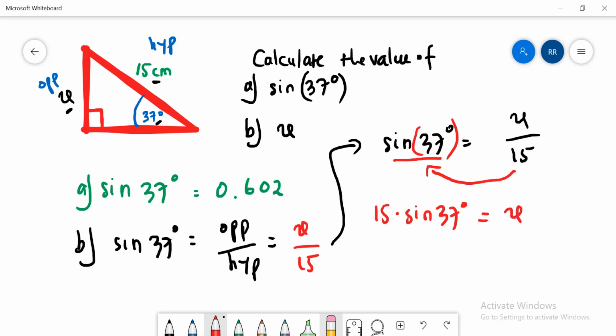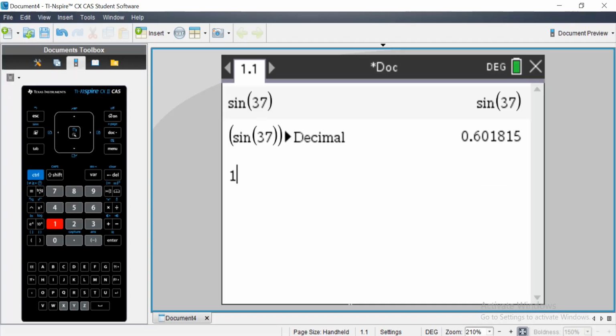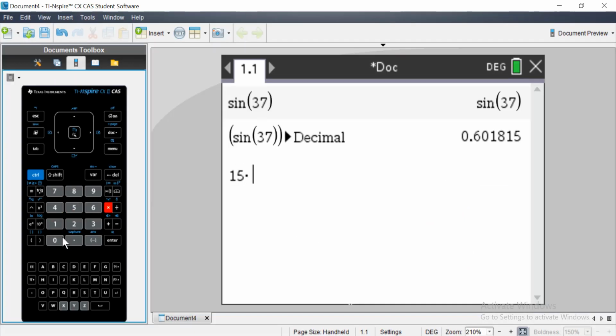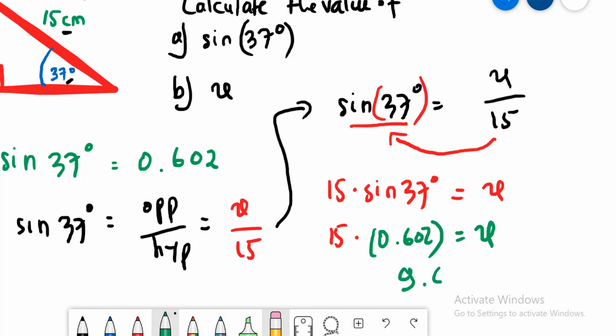Because you have already calculated the value of sine 37 from question A, you only need to substitute that, which will be 15 times 0.602, which is equal to x. And then you will get a result of 9.03. And don't forget, because it's in centimeter, you write down the unit.